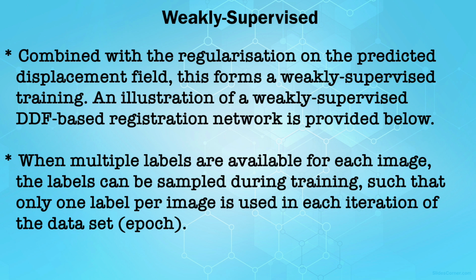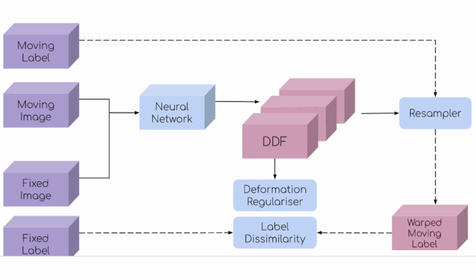When multiple labels are available for each image, the label can be sampled during training such that only one label per image is used in each iteration of the data set. Now, here we can see the portion of the neural network for DDF, which uses the label data set. After considering this label data set, we are going to perform the registration with the fixed and moving image, and finally we get the output as the warped image.